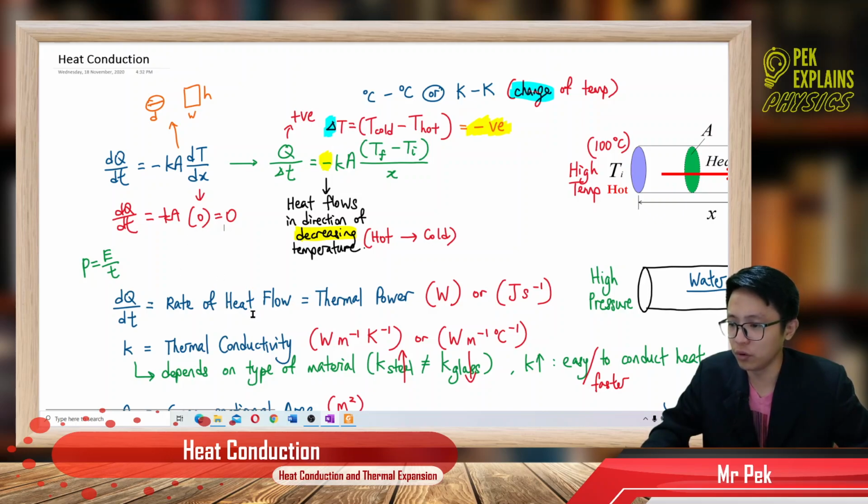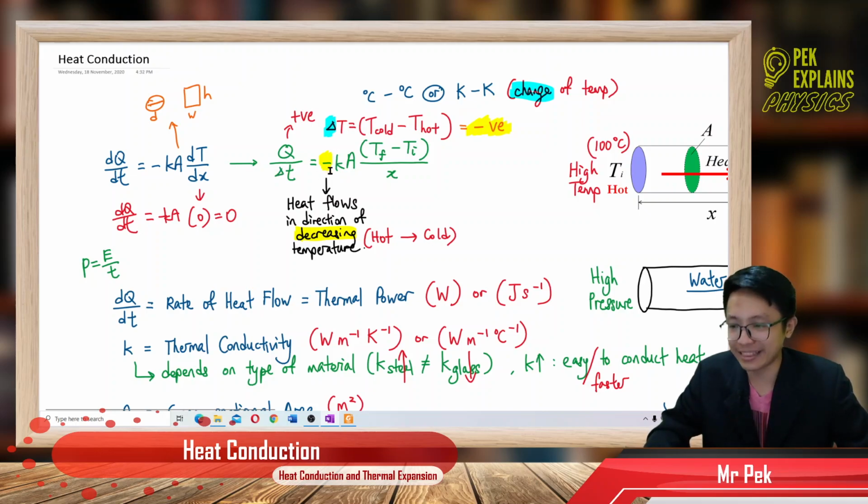But our rate of heat flow, dQ over dt, must be positive. It can never be negative. But here, cold minus hot, low minus high, you get a negative. So in order to make this become positive, we put a negative sign here, so that when negative multiplies negative, we get a positive value for the rate of heat flow. Understand? That's why we have a negative sign here. The rate of heat flow needs to be a positive value.